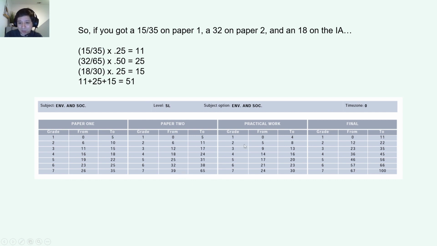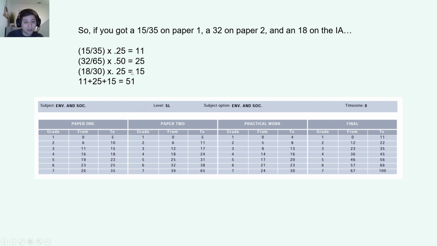And then this practical work, this is your IA. These are the grade bands. So that's out of 30 points. And then finally, this is how your grade is calculated. So let's say, for example, you got a 15 out of 35 on paper 1. If you go here, 15 out of 35 is a 3, technically a high 3. A 32 on paper 2, so 32 would be a 6 in this case, a low 6. And then 18 on the IA, an 18 would be a 5.